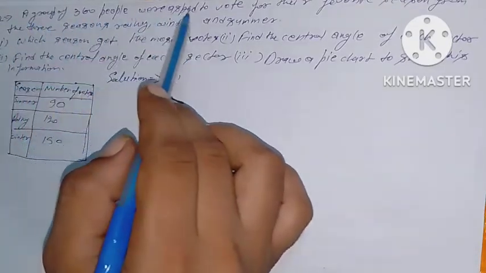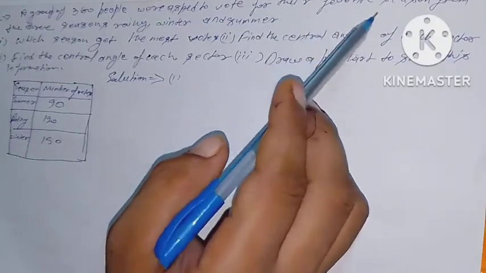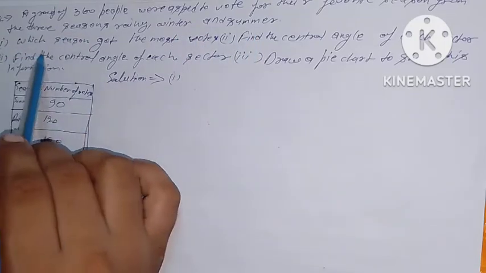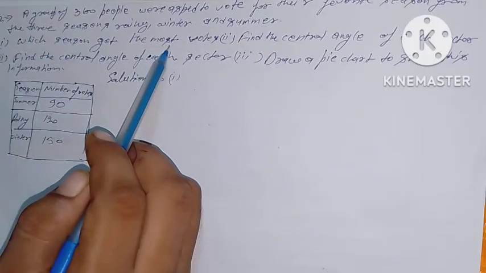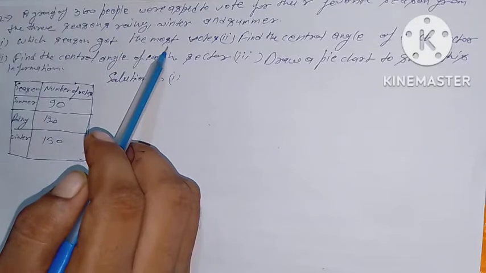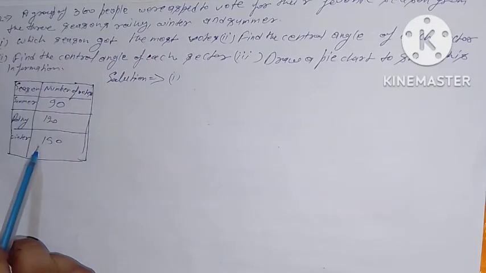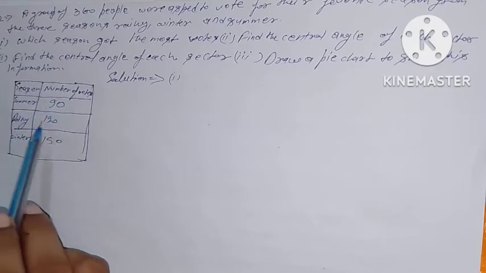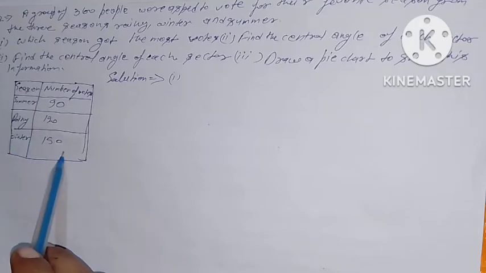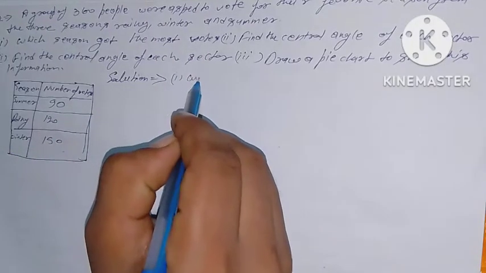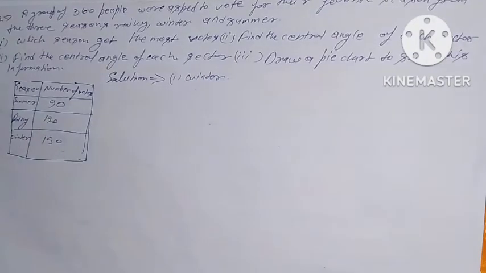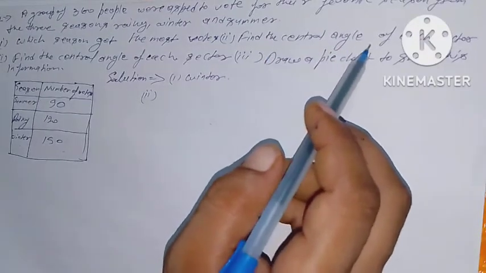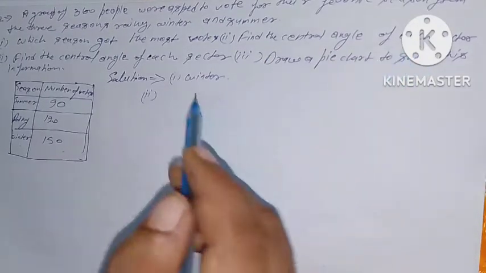A group of 360 people were asked to vote for their favorite season from the 3 seasons: rainy, winter, and summer. First question: which season got the most votes? Winter got the most votes because the number of people is: summer 90, rainy 120, and winter 150. Then winter season. Okay. Question 2: find the central angle of each sector.